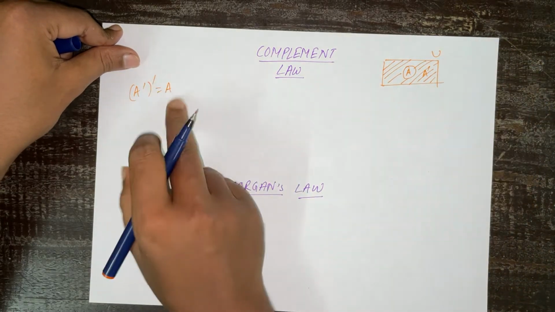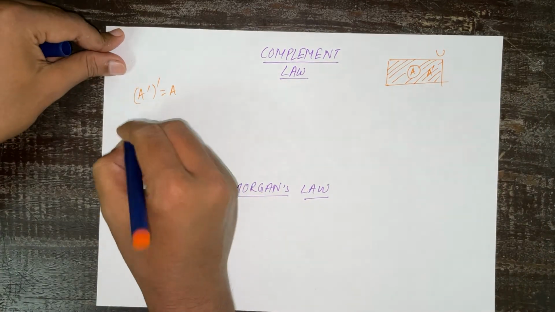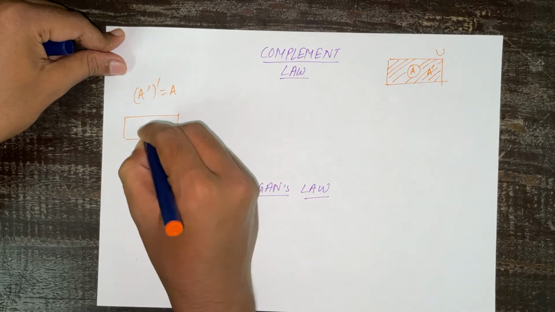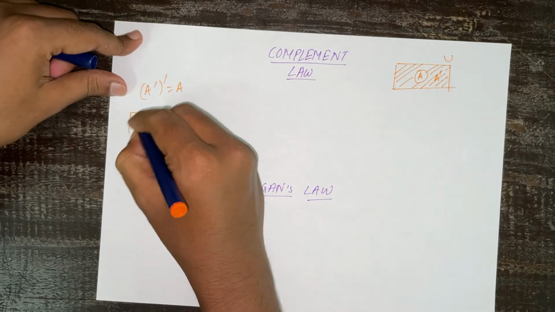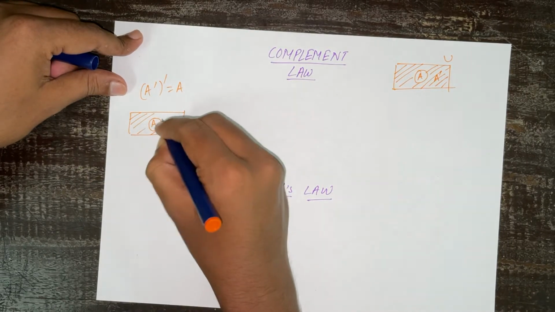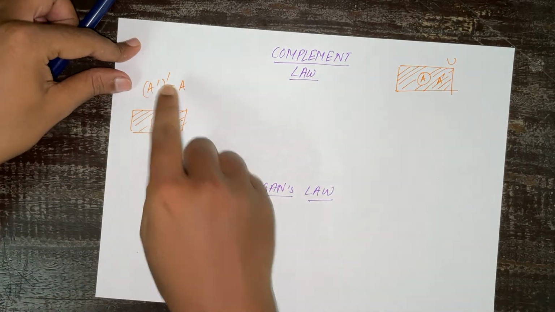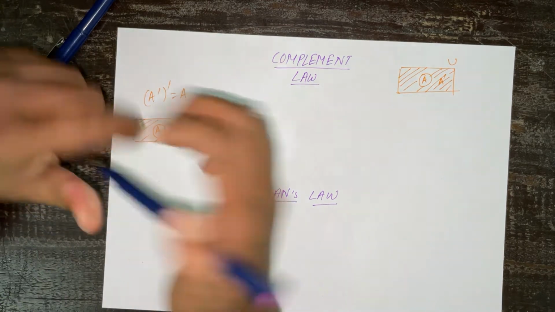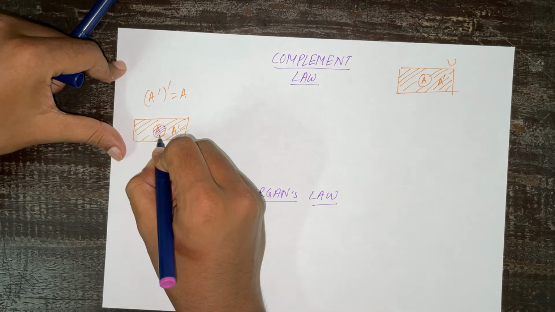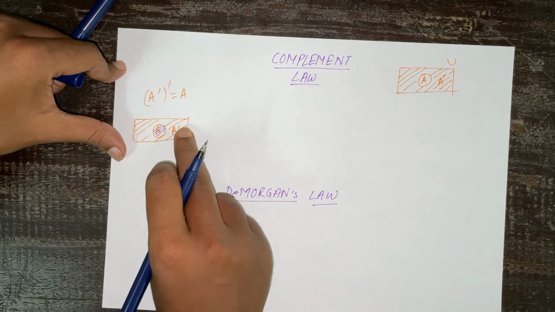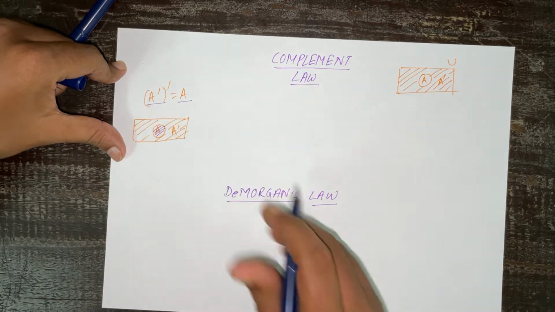So how will you get A complement's complement? If this is the set A, then this is A complement. The orange colored region is our A complement. For A complement's complement, other than A complement, what do we have? Other than A complement, we have the region A. So this region is the complement of A complement. It means we remove A complement, and if we remove A complement, we are left again with A. So that's why A complement's complement is A.